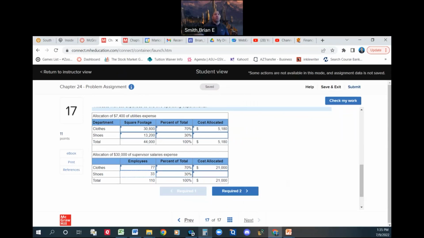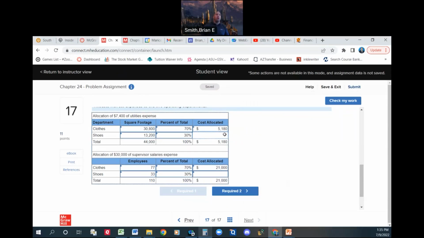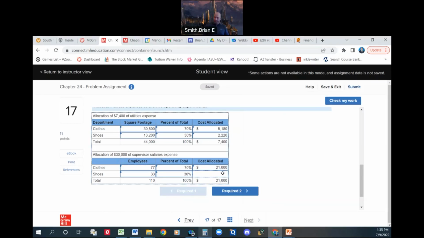So I'm going to show you both methods I talked about in the last problem. On this one, I'm going to take 0.3 and multiply it by 7,400, and that got me 2,220. And we see that that equals, so we know that that's good. Or I could have just taken the total amount, which in the second one is 30,000, and subtract out what I've already allocated. And that gives me 9,000. So we equal there. So let's check our work here.